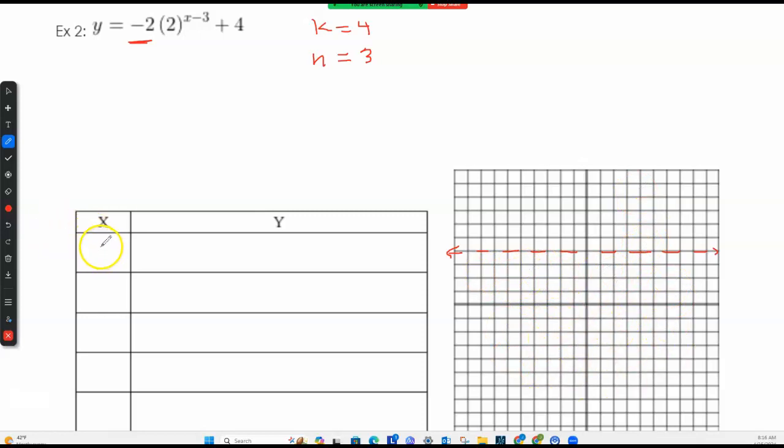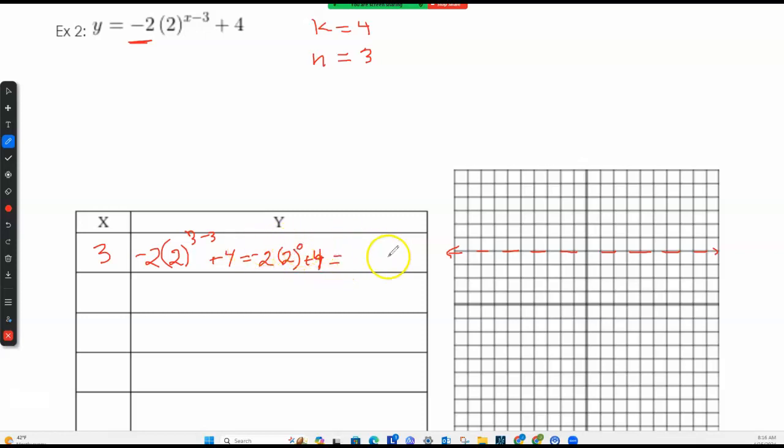So let's see what happens. We'll start with 3, and we'll see what happens. -2 times 2 to the 3 minus 3 plus 4. So -2, 3 minus 3 is 0, so this is 2 to the 0 plus 4.